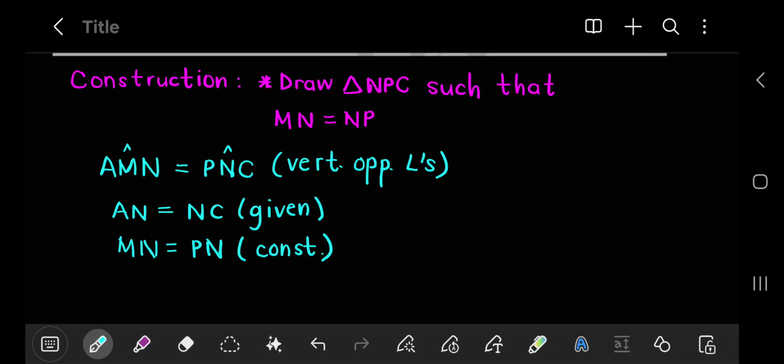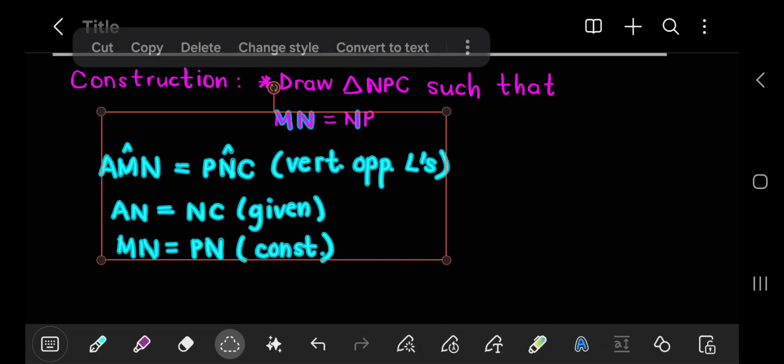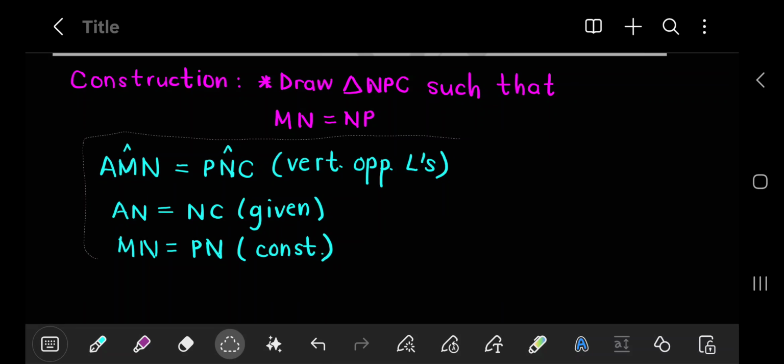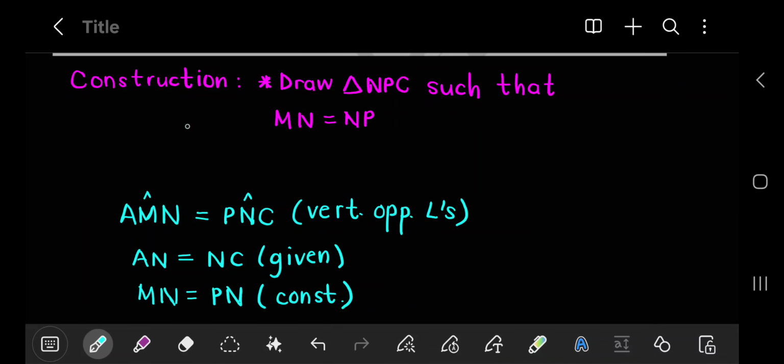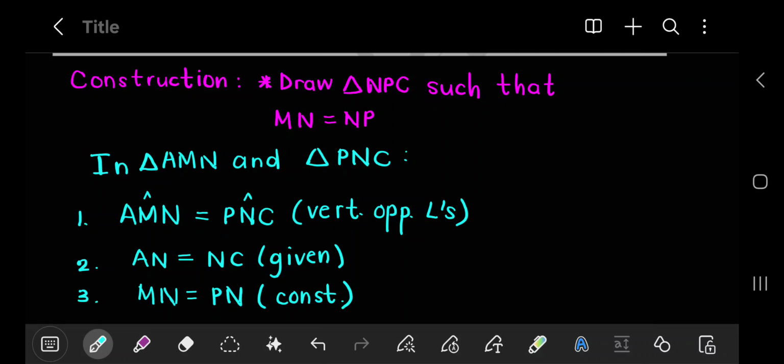Now, you guys notice that we've got three reasons here. And what you actually can do is, if you want to mention the triangles that you're working in beforehand, you can do that. I feel like that would structure our work a lot better. So before you start off by proving that the triangles are congruent, maybe state which triangles you're working in. So we can say in triangle AMN and triangle PNC. And here are our three reasons.